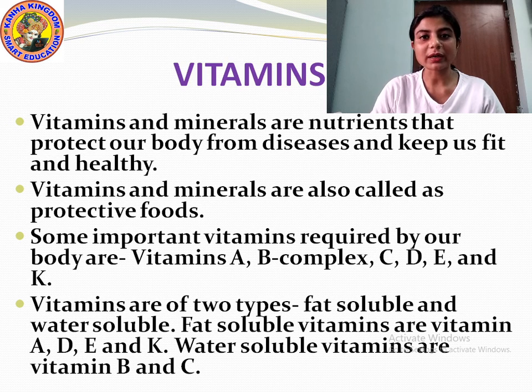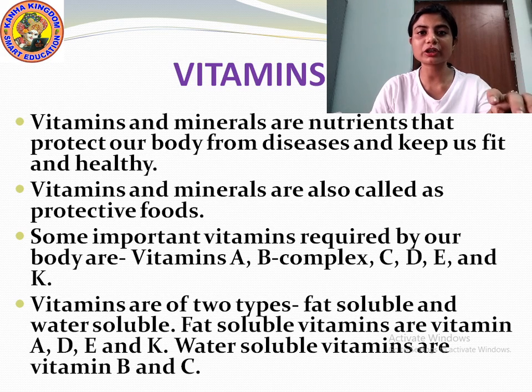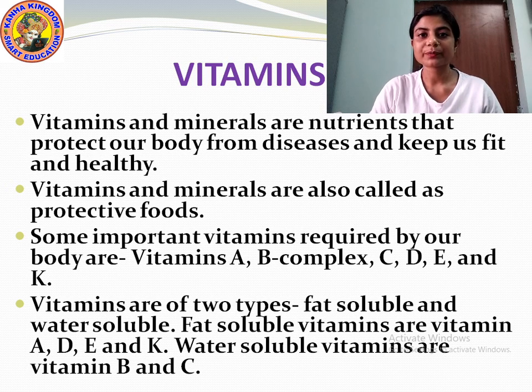And there are two types of vitamins: fat soluble and water soluble. Fat soluble means it does not get mixed up with the body and can be stored. Water soluble means it can be mixed up with our body. Fat soluble vitamins are vitamin A, D, E, and K. And water soluble vitamins are vitamin B and vitamin C. Understood?